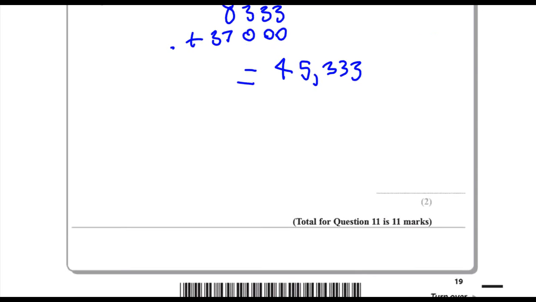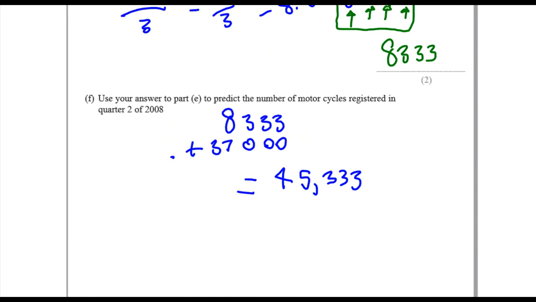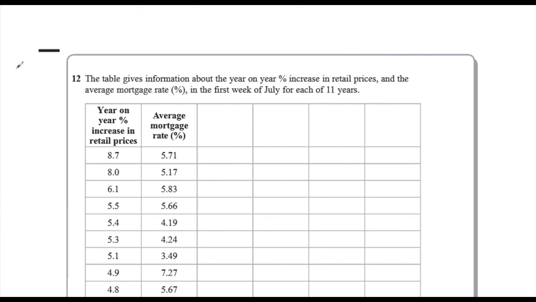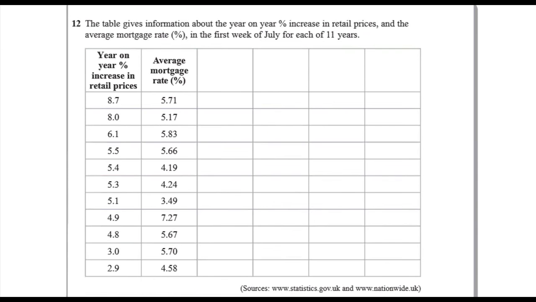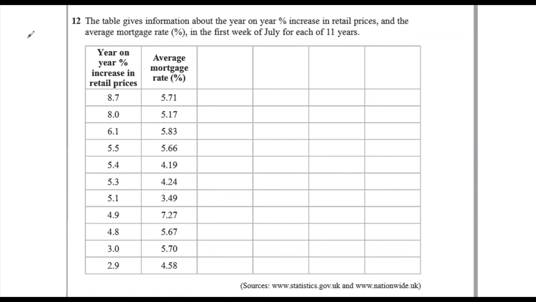For how many marks? 2 marks. 11 marks for the whole question. Question 12, we're given a table. The table gives information about the year-on-year percent increase in retail prices and the average mortgage rate. Okay, so looking at average mortgage rate and retail price index, basically, increase in retail prices.